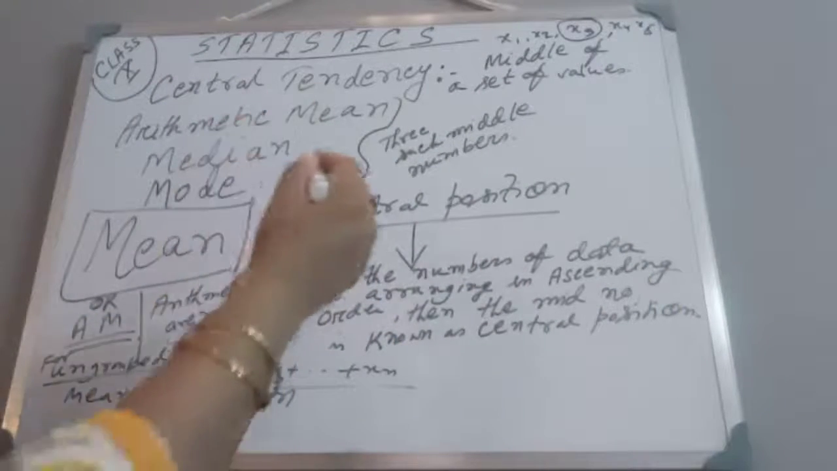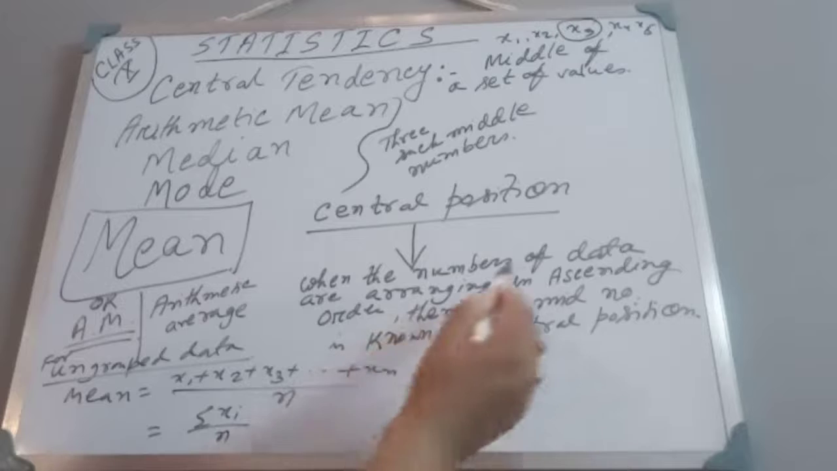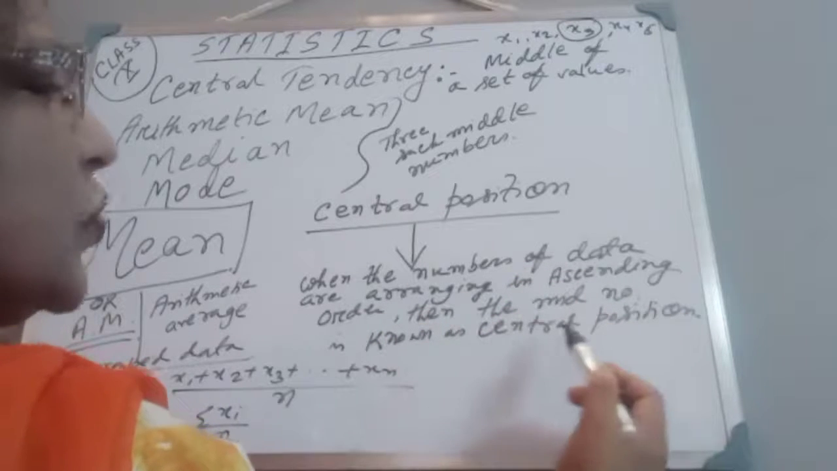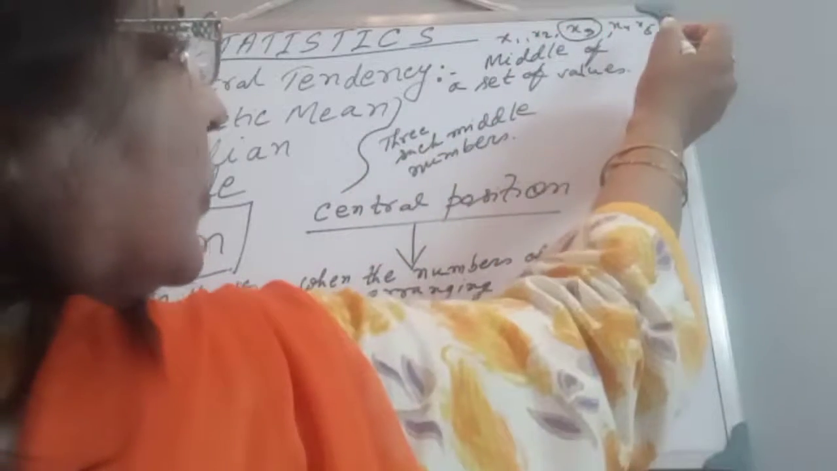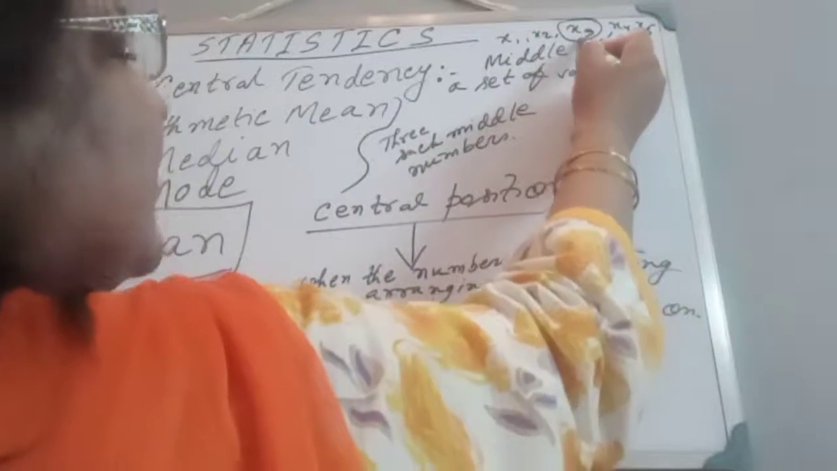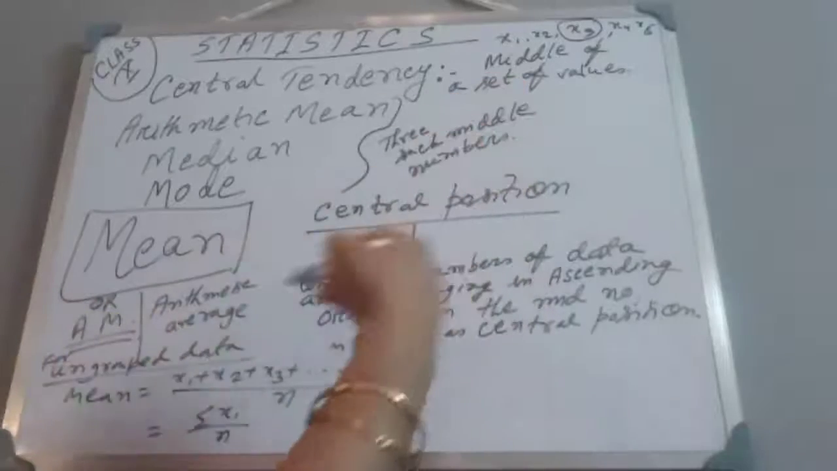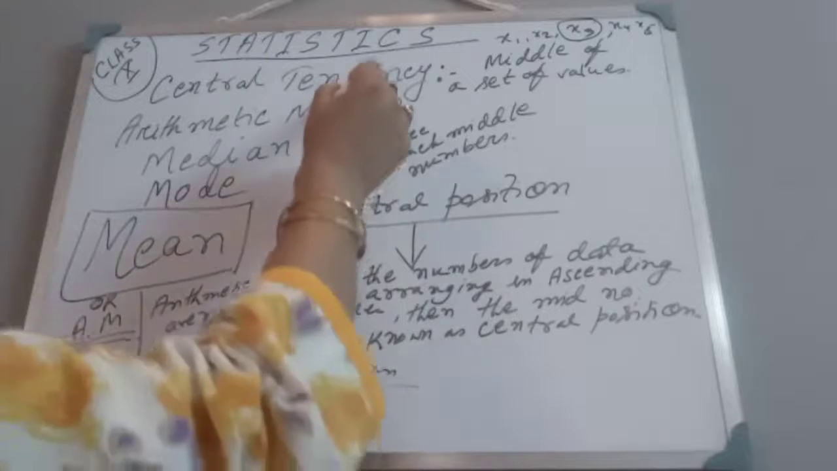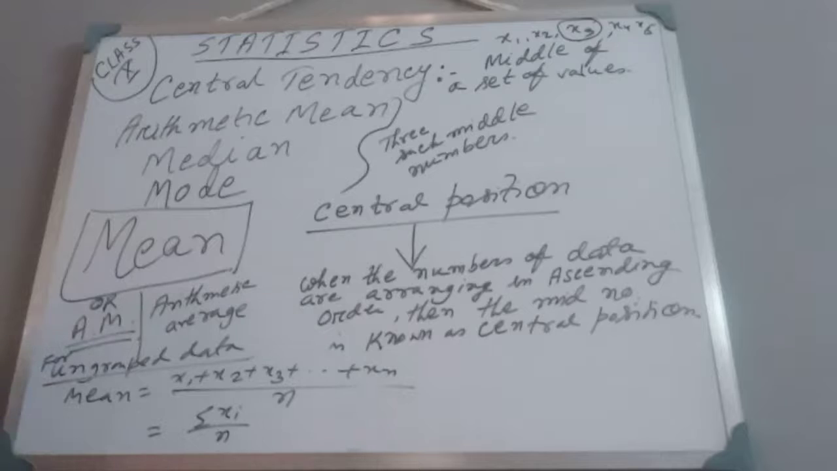So before doing central tendency, we have to know about the central position. What is the central position? When the data are arranged in ascending order, then the middle number is known as the central position. Here 5 numbers are taken in ascending order, then x3 is the central position. How do we know the middle number? There are 3 such middle numbers: arithmetic mean, median and mode.